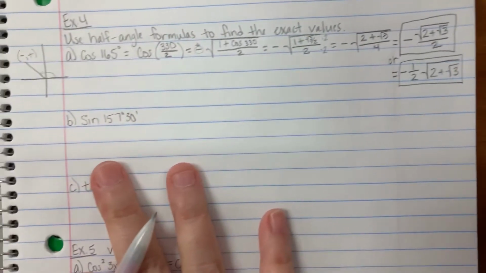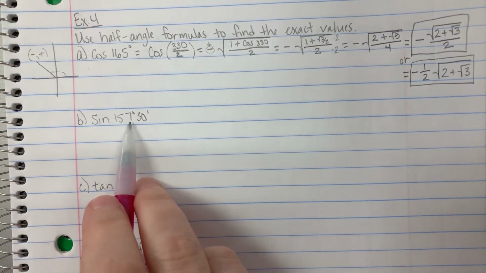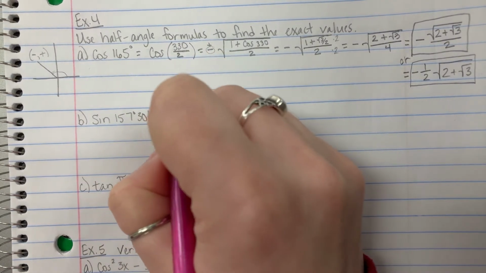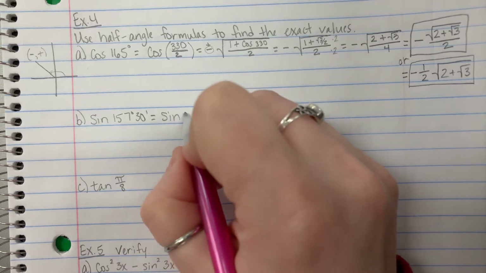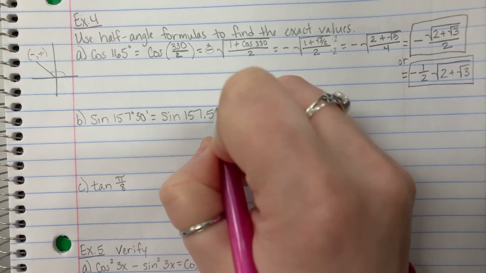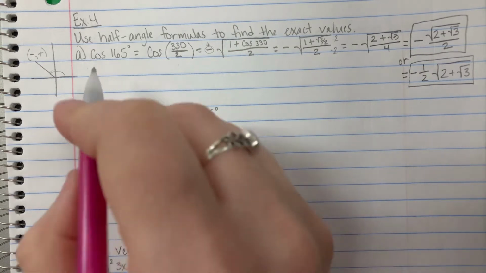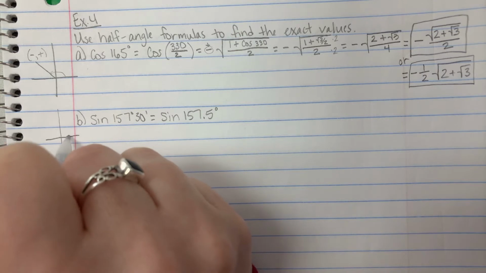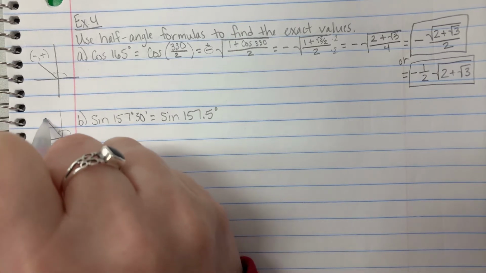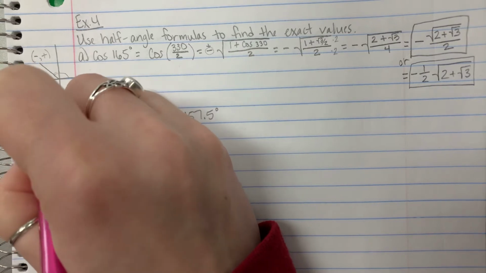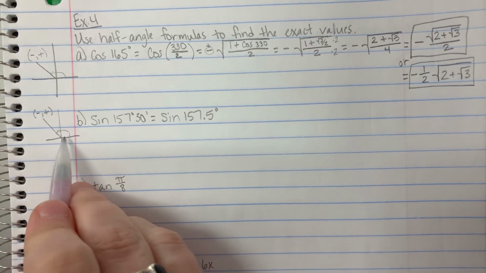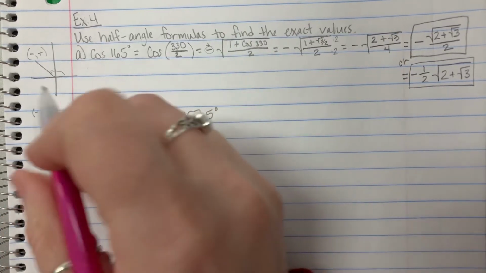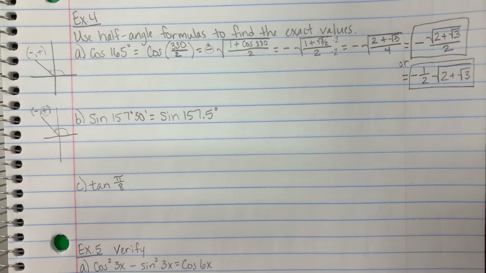Okay, my second one, I've got the sine of 157 degrees 30 minutes. So I want you to think about that for a second. Instead of minutes and degrees, I want you to think about it as 157.5 degrees. Again, I'm going to picture where that is. 157.5 would still be over here in this quadrant. So again, I've got a negative, positive coordinate point. My x value is negative, my y value is positive. So my sine in this case would be positive.